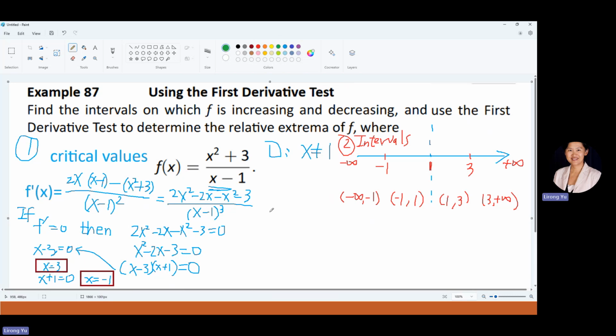Following our plan, step 3 is now, for each of these intervals, we're going to find out whether the function is increasing or decreasing. What do we do? We pick a random point in that interval to test with our first derivative. So for example, for the first interval, from negative infinity to negative 1, we pick any point. To make it easy, we pick a point such as negative 2, and evaluate f prime of negative 2.